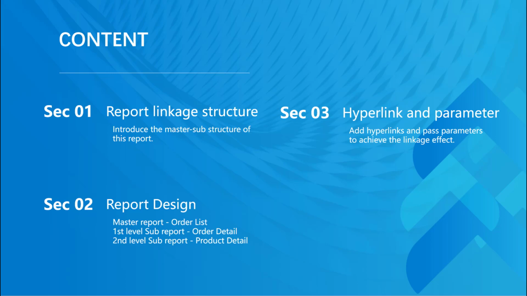Second Level Sub-Report Product Detail. Section 3 will include hyperlinks and parameters. We add hyperlinks and path parameter to achieve the linkage effect.